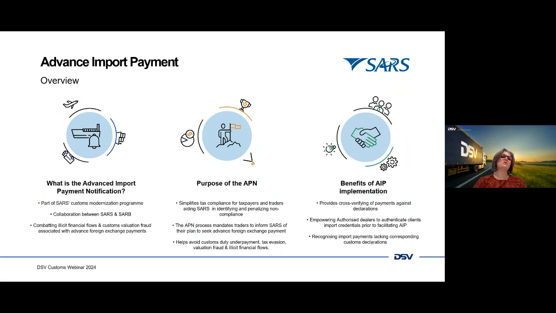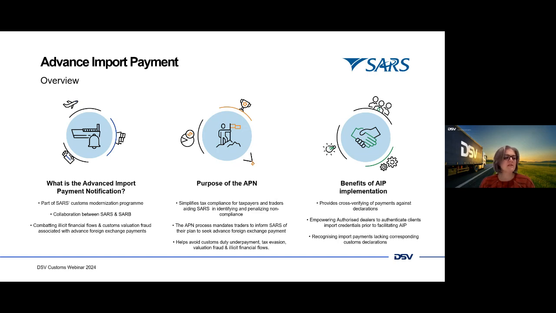So in the course of last year, well, for the last 2 years, the advanced import payment process has been in place, but in particular, last year, the APN was officially implemented with authorized dealers. This is AKA your banks that you deal with. To kick it off in simplistic terms, an advanced import payment is a foreign payment done to your supplier before you've done your customs declaration.